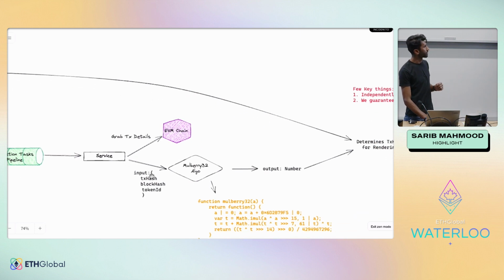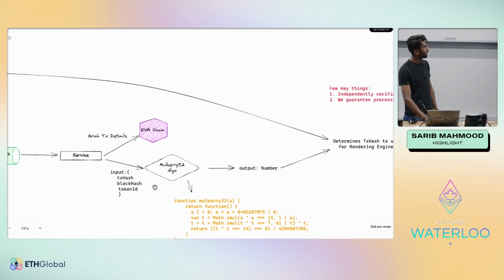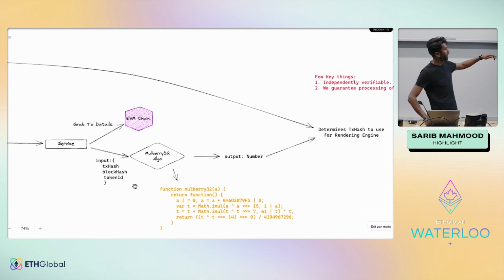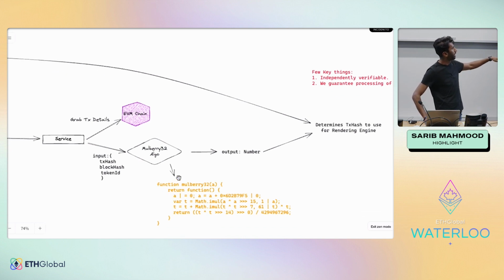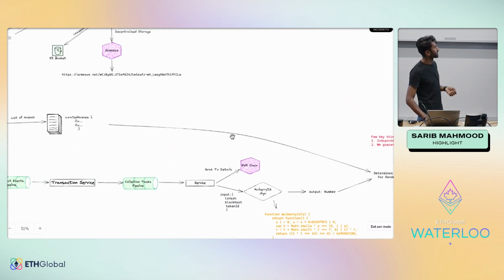So it grabs the transaction details from the EVM chain, let's say Optimism or Arbitrum or any of the chains. Then it uses those inputs, which would be transaction hash, block hash, token ID, and it uses Mulberry32, which is, again, an open source algorithm. It inputs those values into the algorithm, and this is the algorithm, and then it outputs a number. The number can be whatever your collection size is. Let's say I just inputted 20. If I input these transaction hash and block hash, I'll get a number anywhere between 1 to 20. Given that number, I'll just use this list of hashes that the creator wanted, pick one of the transaction hashes, and use that hash for the art.